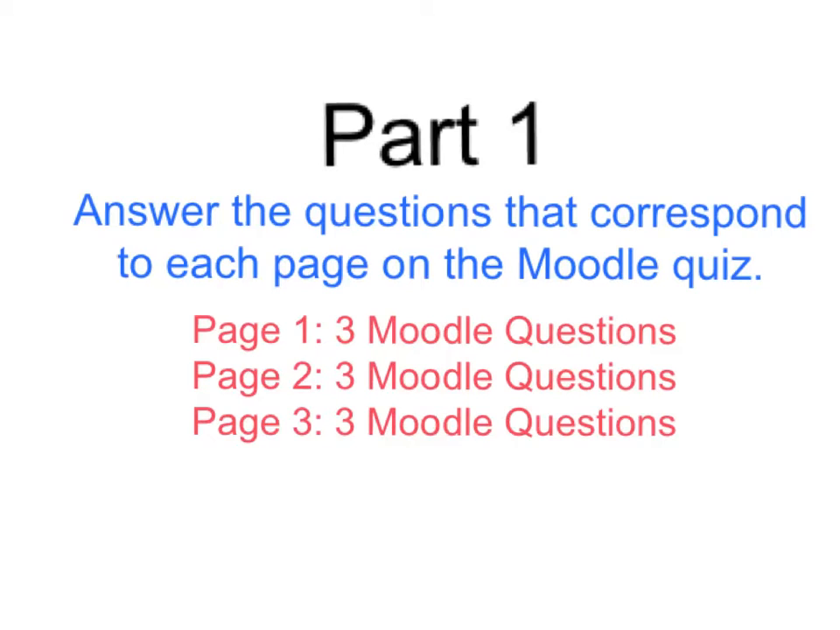To begin this activity option, you will start with Part 1. On Part 1, you will answer the questions that correspond to each page on the Moodle quiz. On page 1 of the textbook, you will see 3 corresponding Moodle questions. On page 2, there are also 3 Moodle questions, and on page 3, there are 3 more Moodle questions. You may begin Part 1 when you are ready.